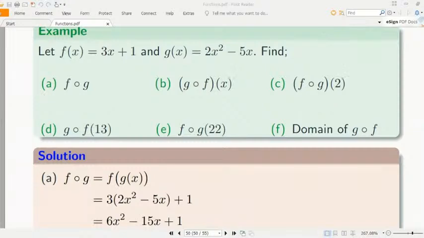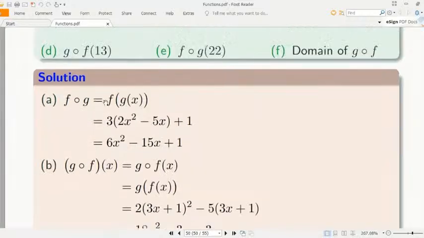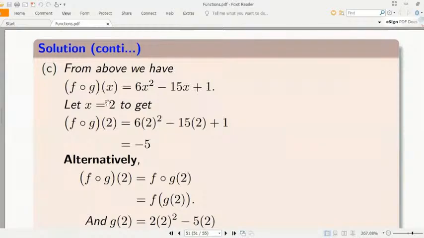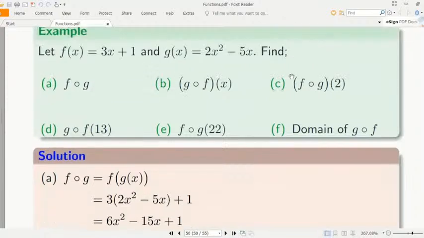So that means in this result, just substitute X with 2. What did I do? I substitute X with 2. From above, we have this, the answer we got in the previous part. So substitute the answer of A with that 2. Where there is X, put that 2, and you get negative 5. The alternative is what I've shown. If you're given this, somebody else would have written it this way.